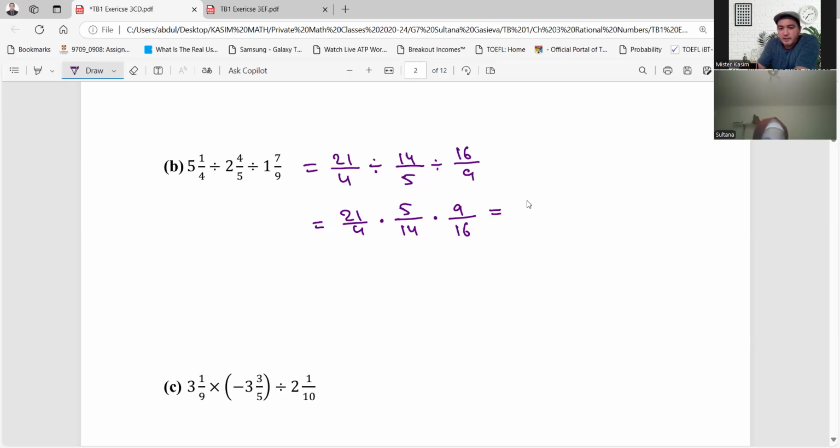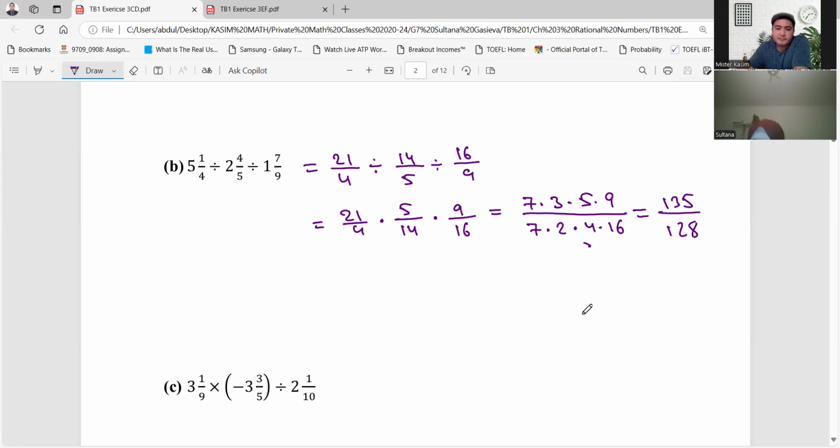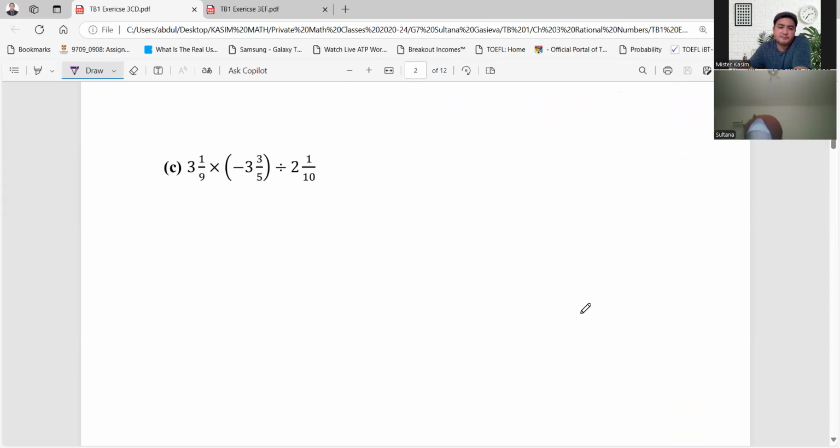So 21, I can write it as 7 times 3, and others are 5 times 9. And here 14 is 7 times 2. Here we have 4 times 16, right? Only the 7 and 7 cancel against each other. Other numbers don't have any common factor except for 1. So the answer is going to be 135 over 128. Yes, that's correct. Okay. Now do question C.